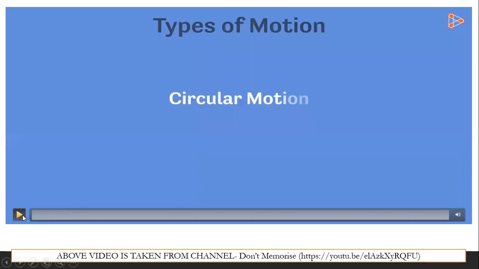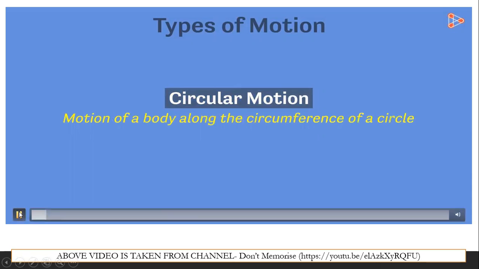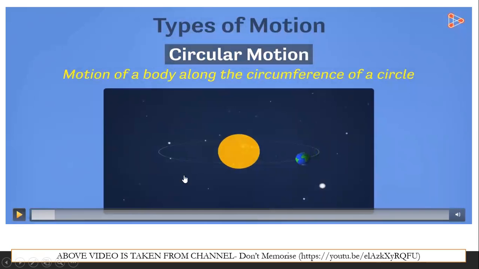Yes. So let us see the circular motion again. What can this type of motion be? It is the motion of a body along the circumference of a circle. Example: motion of the earth around the sun. Now you can see that the earth is revolving around the sun. So this is known as circular motion.